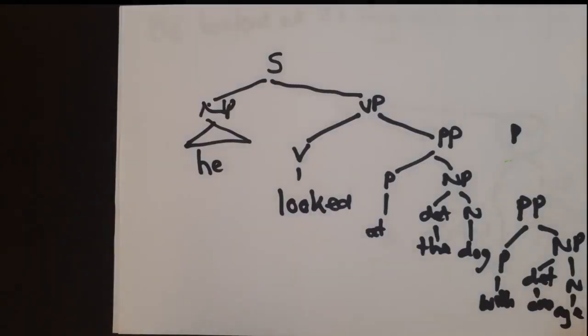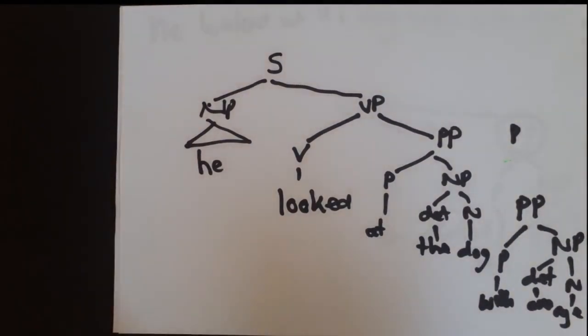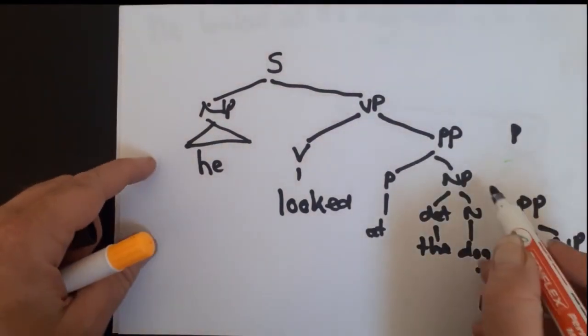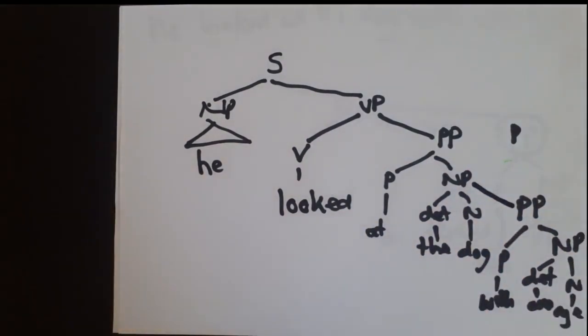Let us turn our attention now to the second meaning, where it is the dog that has one eye. And in order to capture that meaning, what we will do with this prepositional phrase is link it to the dog, like that. And now we have a slightly different syntactic structure, which shows that it's the dog that has one eye.